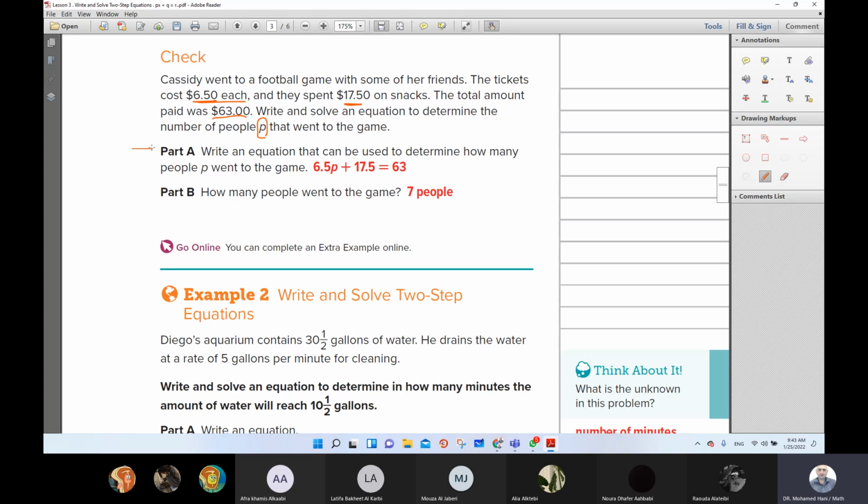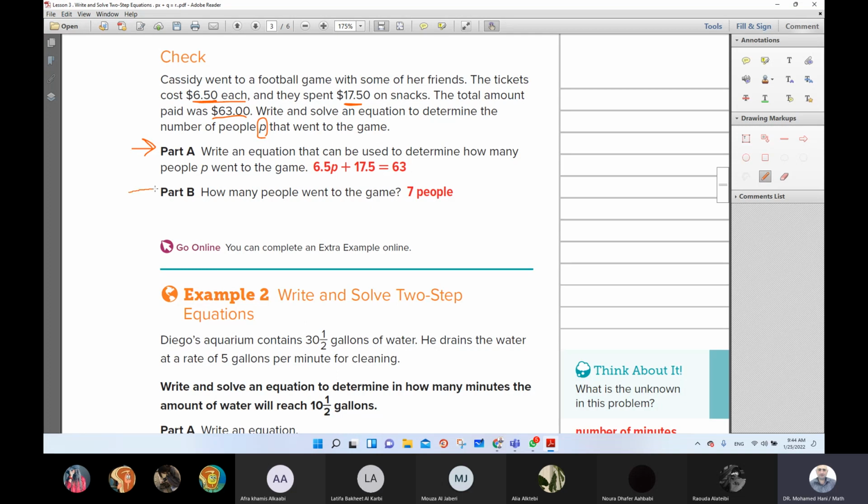As the first step, we want to write the equation. Write an equation that can be used to determine how many people went to the game. Here 6.50 each means each person, but we don't know how many people. So this is the missing value, represented by a variable. You can use a small letter. So we have 6.5 times the number of people, times the variable, plus 17.50 spent on snacks equals the total amount, 63. So we have the equation now.